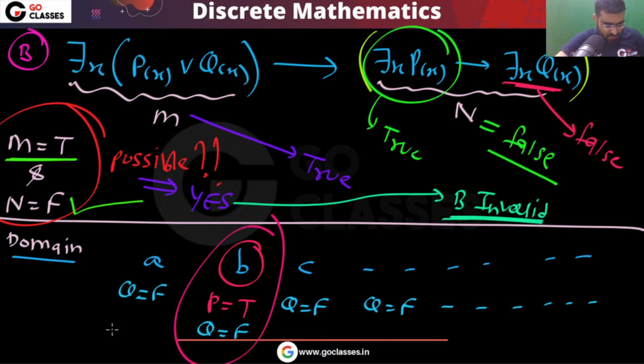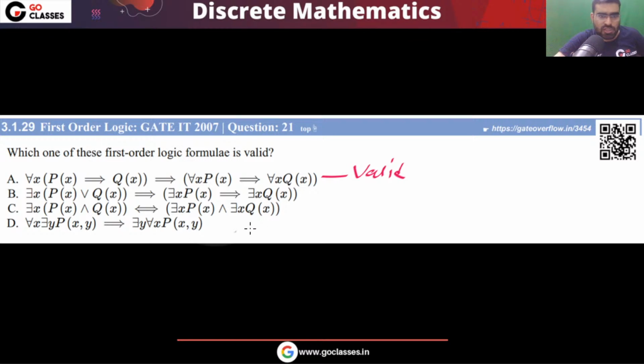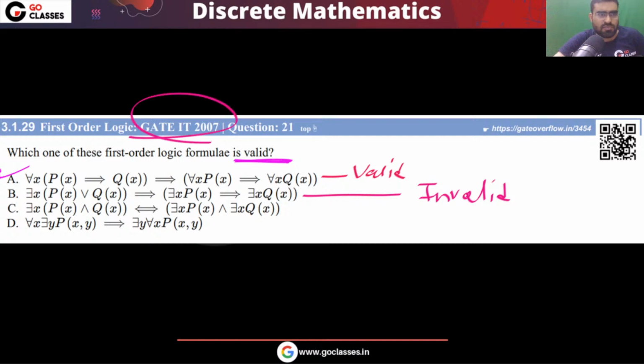Very simple. Is this clear to everyone? So this option B is invalid. The question is asking for valid, so definitely the answer will be option A. This is a GATE 2007 question. Now let's see the next.